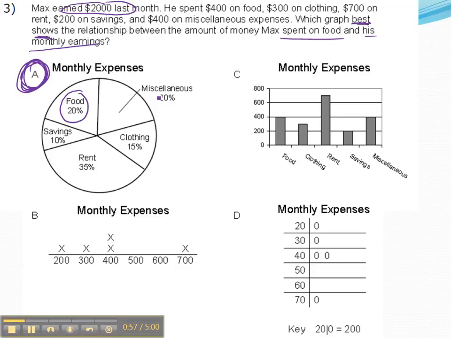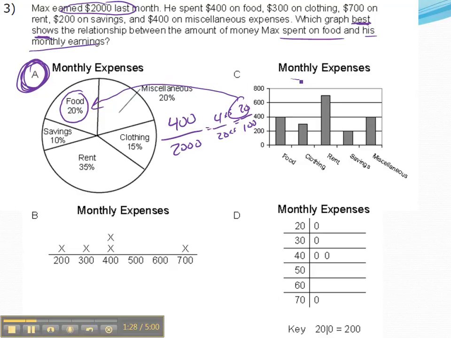Let's just double check to make sure that amount is right. $400 out of $2,000, that's 4/20ths, which if we multiply by 5, we get 20 over 100, so that is 20%. But the question is really asking you to choose which representation of the data best shows that relationship, and the circle graph would be best.